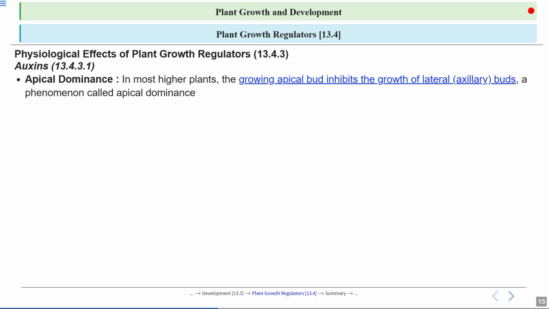Apical dominance. Now, in higher plants, the growing apical bud inhibits the growth of lateral buds, right? So that is the example of apical dominance.